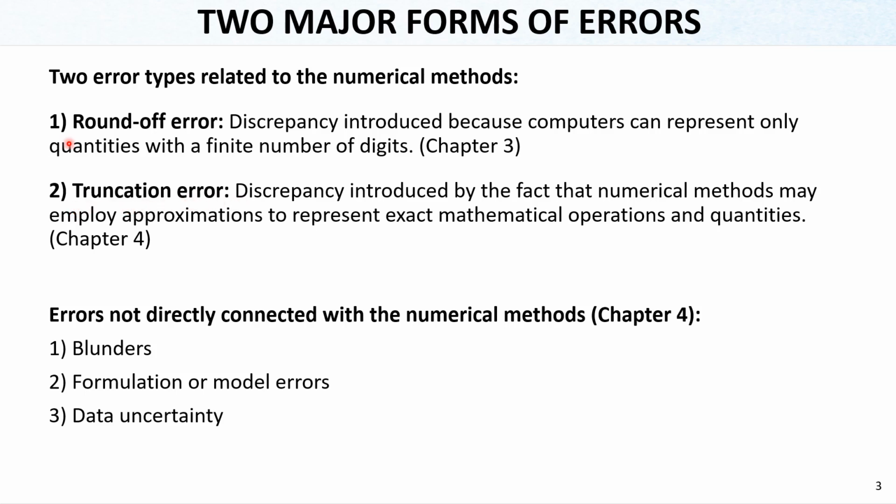In other words, round-off error is because we cut some digits from the number. That's why we have some error. And the truncation error is because we are using numerical methods with some approximations instead of using an analytical or exact solution, and that gives an error. In addition to these, we will have some other errors which are not directly connected to the numerical methods. Those are called blunders, formulation or model errors, and data uncertainty. We will talk about these in Chapter 4 as well.